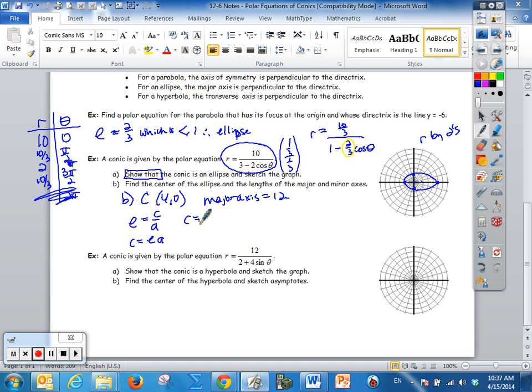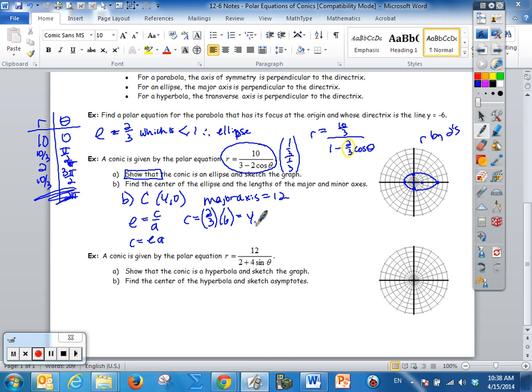So c would be our e, which we know from up there is 2/3. Our a is 6. And we get 4 that way also. So you can count it off the graph, because we know that's a focus point. The distance from the center to the focus is c. If it's not that plain, you can use this formula to get your c.